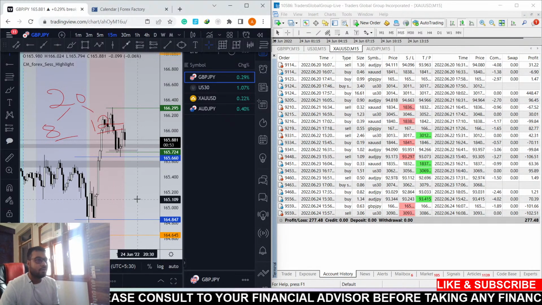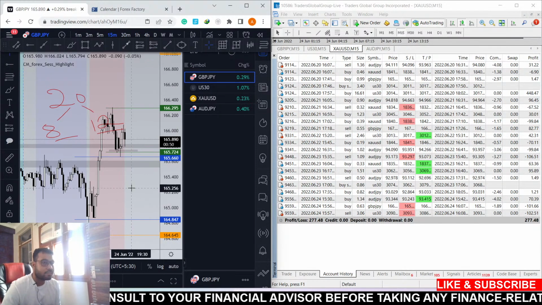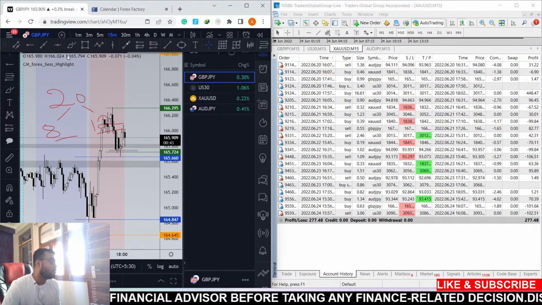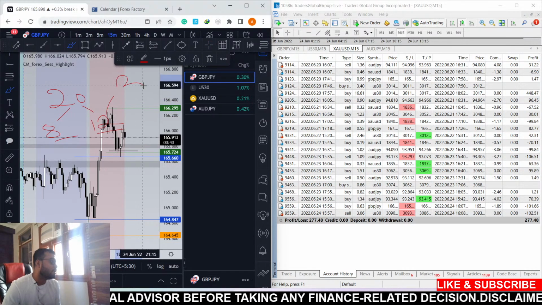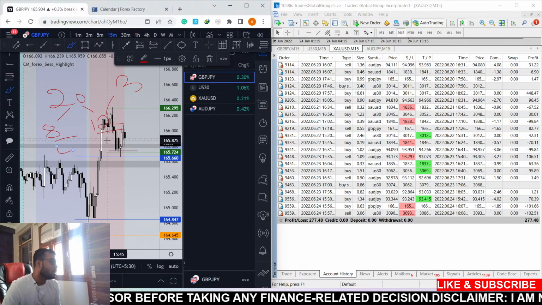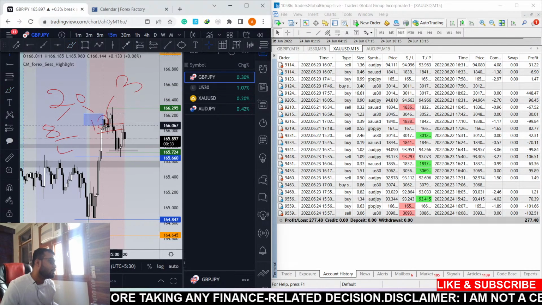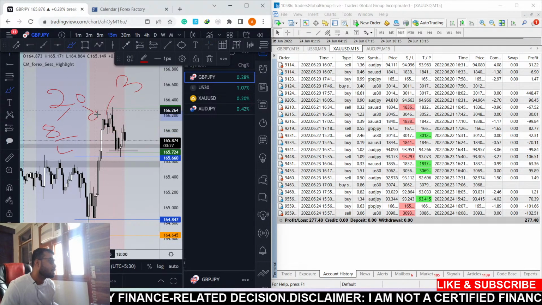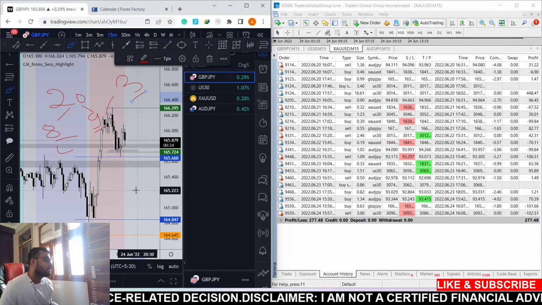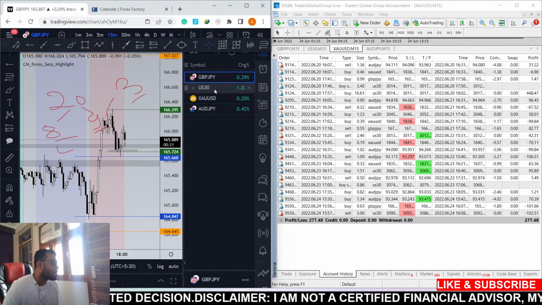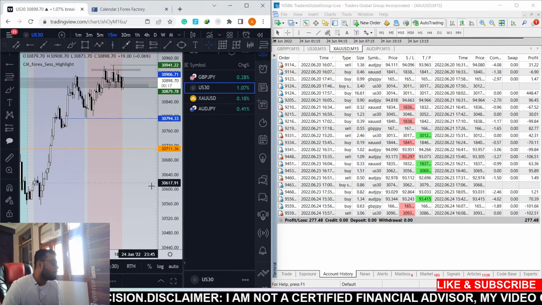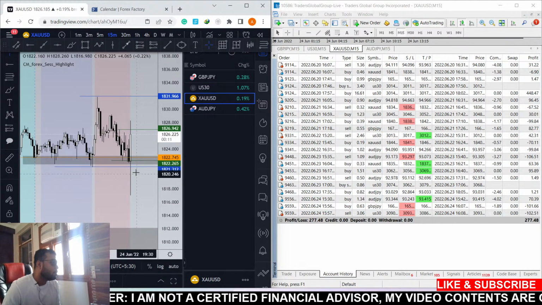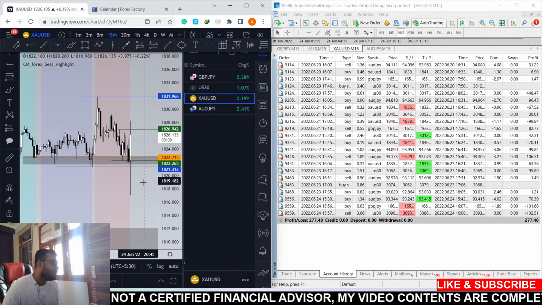The result I got this week was not that good, but okay, that's fine. In 12 trades, we had eight losers, nine winners, and three break even trades. Look at gold. There must be some sort of news in that world.